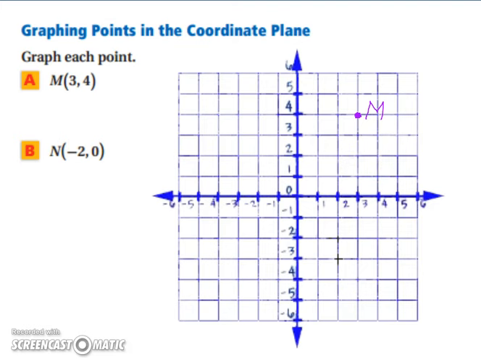Now that you've had a moment to try B, let's try it together. So we have negative 2, that's our x value. So we're going to go left 2, but we're not going to go up and down at all because it says 0.